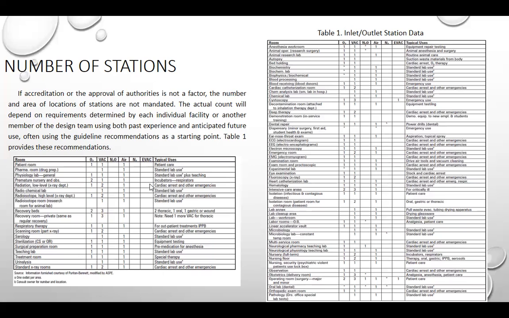So, one outlet for oxygen for a patient. Okay? This typical use is patient care. Pharma room, drug preparation, so one vacuum, one air, number of outlets. Standard lab use. Laboratory, so sometimes it's not required. Physiology, lab general is 1. Standard lab use plus teaching.